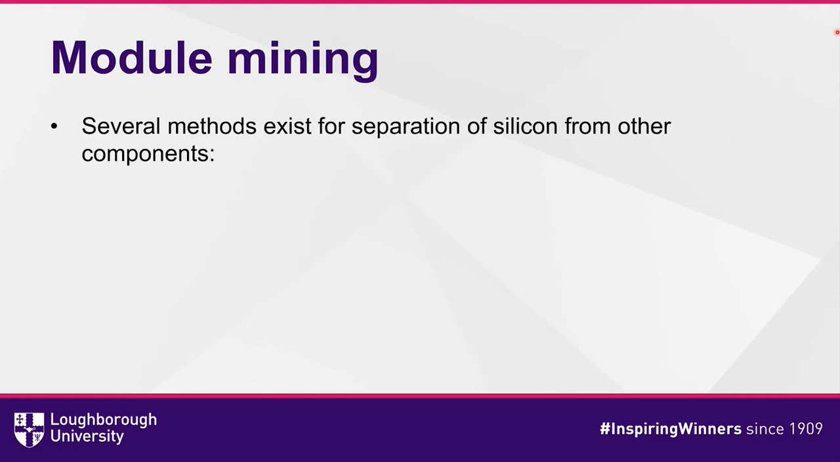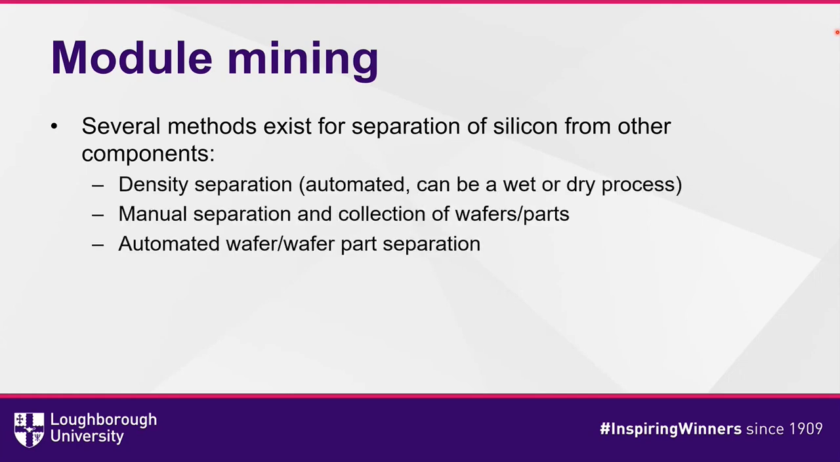I'm very aware that I'm starting to run over, so I'll go through this reasonably quickly. There are various different methods which can be used for separation of the different materials and components. Density separation is probably the most effective, and this can be automated, so you can do it as a wet or a dry process. And the advantage of this is you can actually do it from a crushed module.